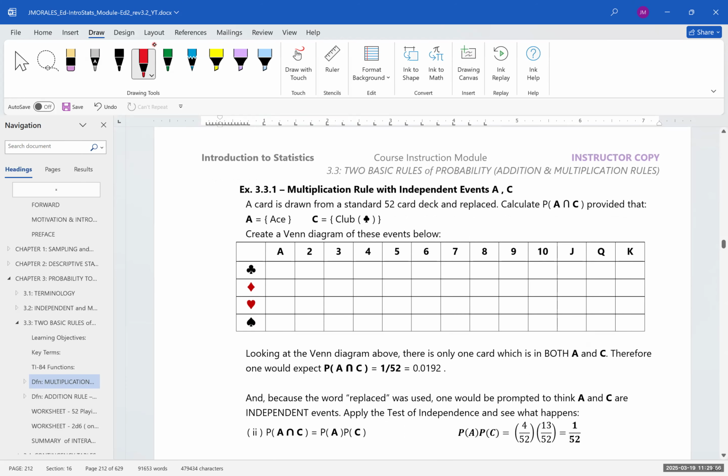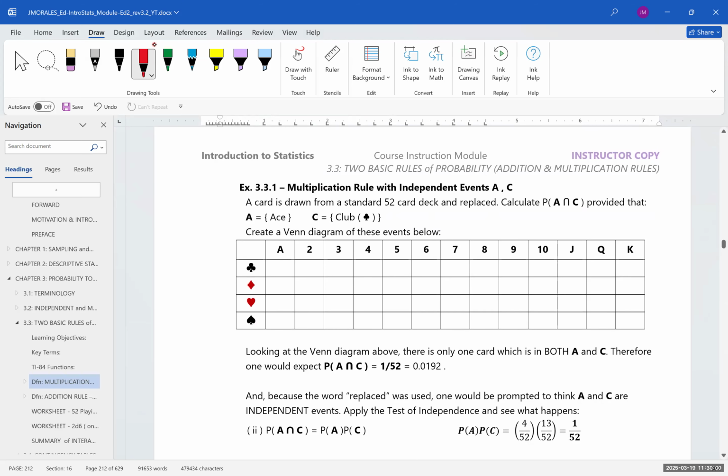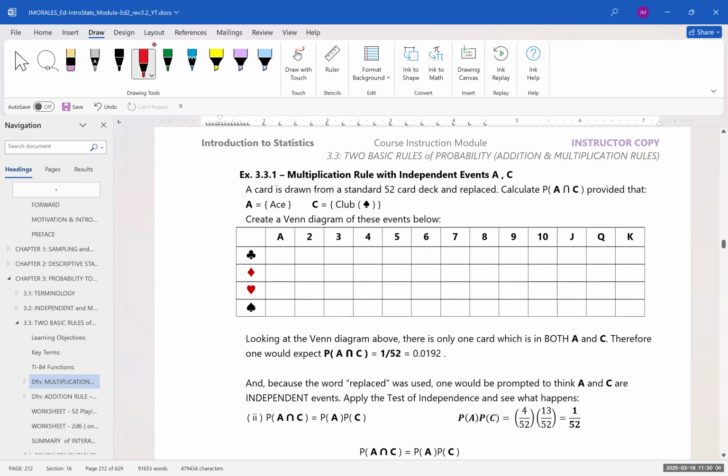So let's look at our first example here, looking at the multiplication rule and how it would be applied simultaneously. So a card is drawn from a standard 52 card deck and replaced. Calculate the probability of A intersects C, provided that event A is an ace and event C is a club.